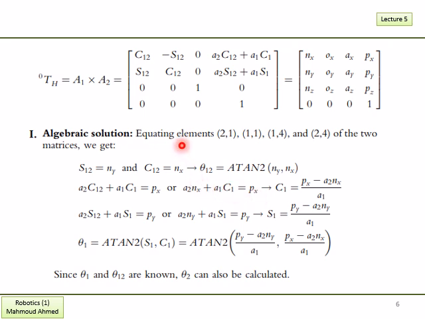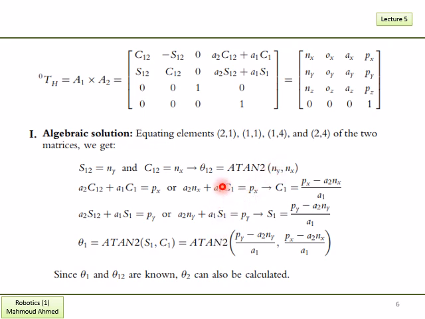by choosing the element 2, 1, which is sine theta 1 plus theta 2, and equating it with ny, and choosing the element 1, 1, which is cosine theta 1 plus theta 2, and equating it with nx. In this way, the angle theta 1 plus theta 2 will be equal to atan2 of ny comma nx, which means ny divided by nx. atan2 is used in order to indicate the right quadrant, so that the sign in the numerator and the sign in the denominator are not cancelled in case of a negative value.